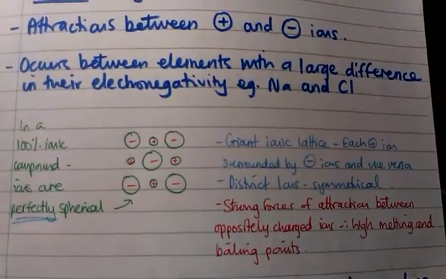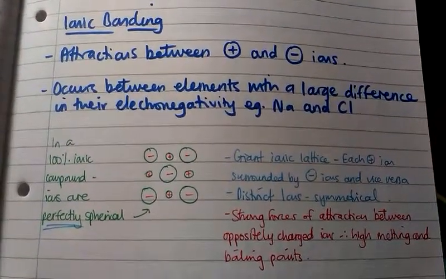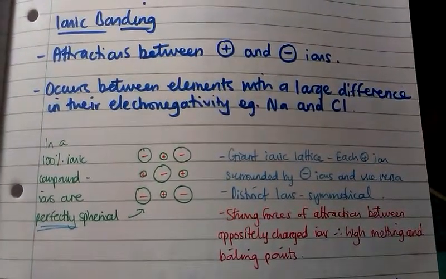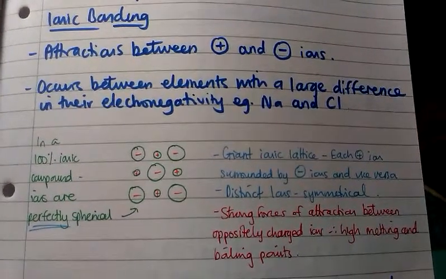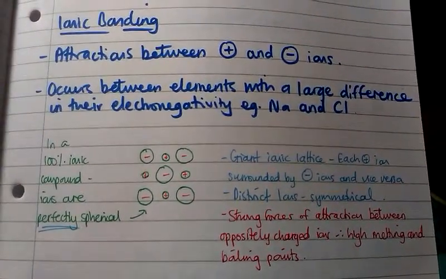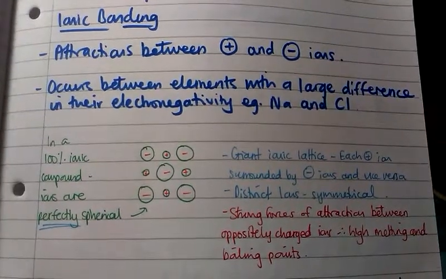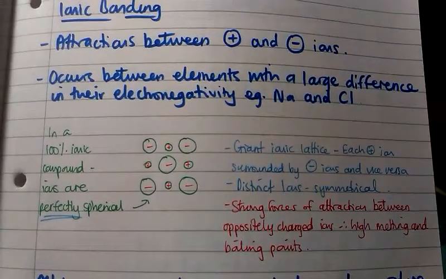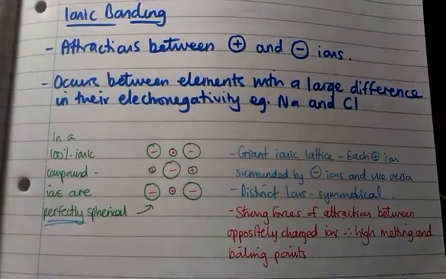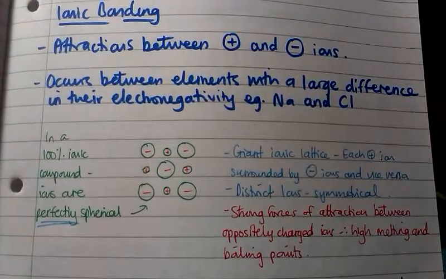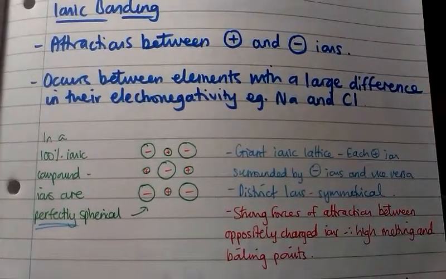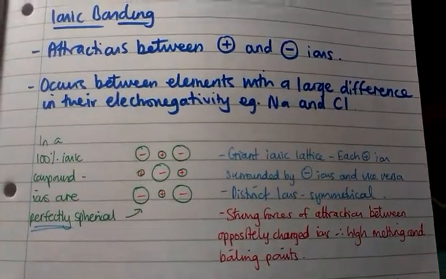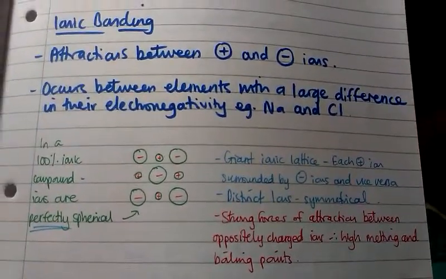So ionic compounds consist of a giant ionic lattice where each plus ion is surrounded by minus ions and vice versa. And notice that we have distinct ions and the arrangement is such that they're symmetrical. And we get strong forces of attraction between oppositely charged ions, which leads to ionic compounds having high melting and boiling points. In a 100% ionic compound, all of the ions are perfectly spherical. So those are the key points to remember.